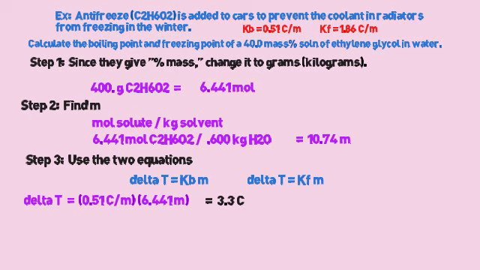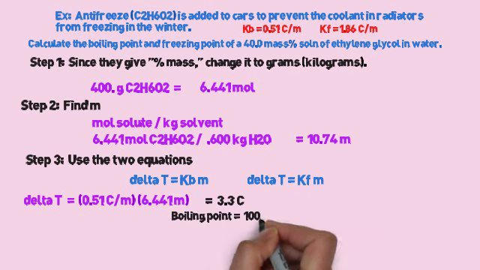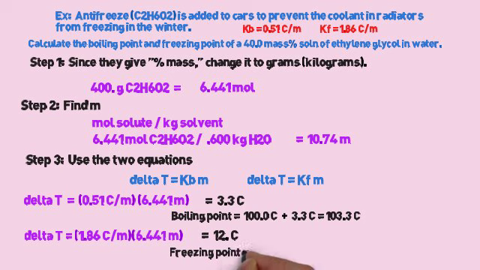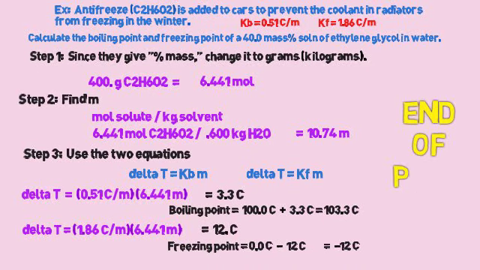Now determine the real boiling point. So the boiling point is equal to 100 degrees Celsius. That's the normal boiling point of water. Plus 3.3 is 103.3. Let's do freezing point. There's the equation, solving for the change in temp for freezing. And that is 12 degrees Celsius. So for the actual freezing point of this substance, we would do 0 minus 12 degrees Celsius, and that would equal negative 12 degrees Celsius. So those are the actual boiling and freezing points. And this is the end of part 4.